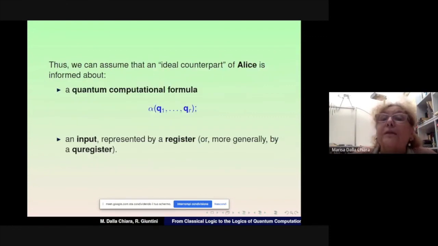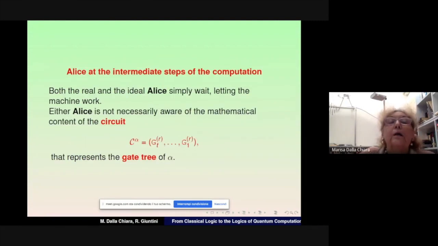Thus, we can assume that an ideal counterpart of Alice is informed about a quantum computational formula having this standard form, alpha of q1, q2, ..., qr, and an input represented by a register, or more generally by a qregister, or perhaps even by a density operator or a genuine mixture. What happens to Alice at the intermediate steps of the computation? Both the real and the ideal Alice, who is less ignorant with respect to the original Alice, simply wait, letting the machine work. Either Alice is not necessarily aware of the mathematical content of the circuit. This is the gate tree that represents the mathematical circuit.